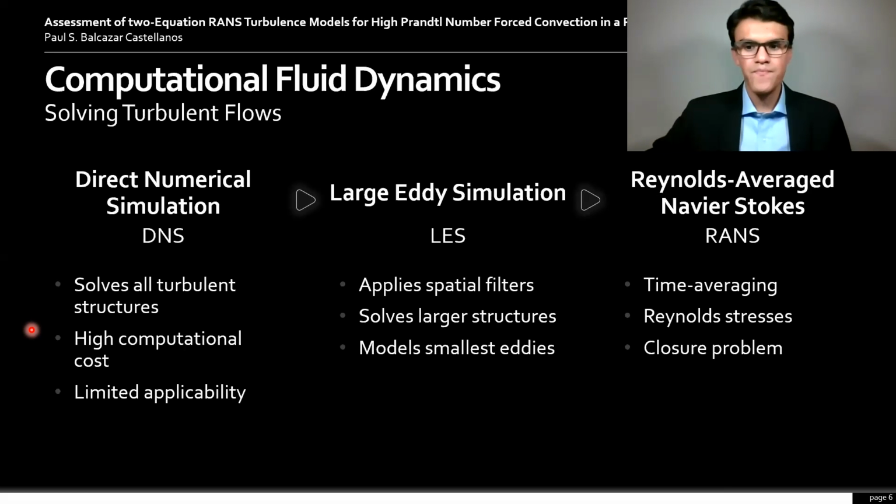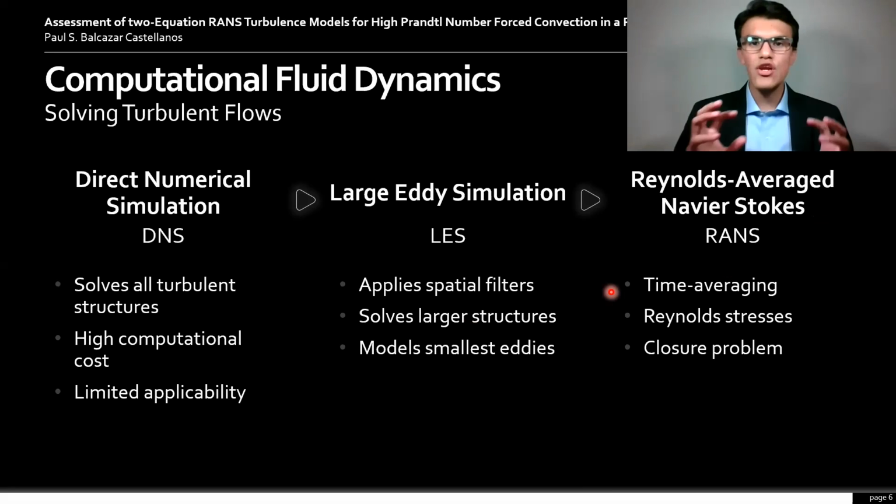On the other hand, we have large eddy simulation, or LES, which applies spatial filters to differentiate between the largest structures, which will be directly resolved, and the smallest eddies, which will be modeled. On the other hand, we have Reynolds average Navier-Stokes equations, which are time averaged, meaning that they ignore the instantaneous fluctuations of turbulent flow, and they focus on the mean behavior of the system.